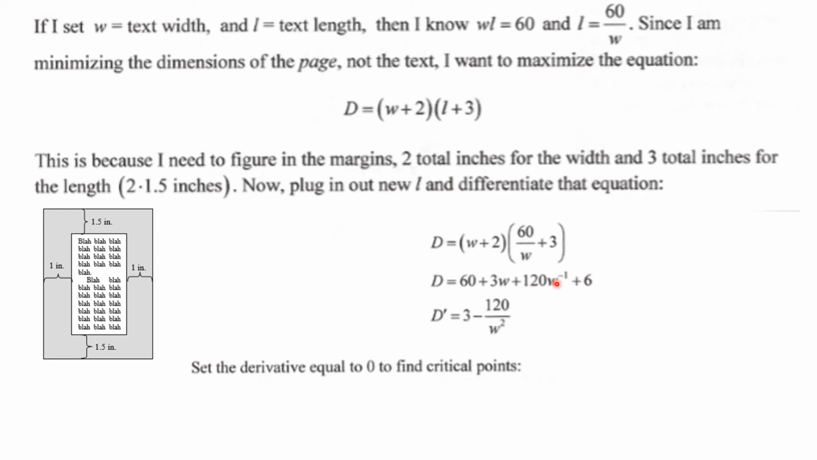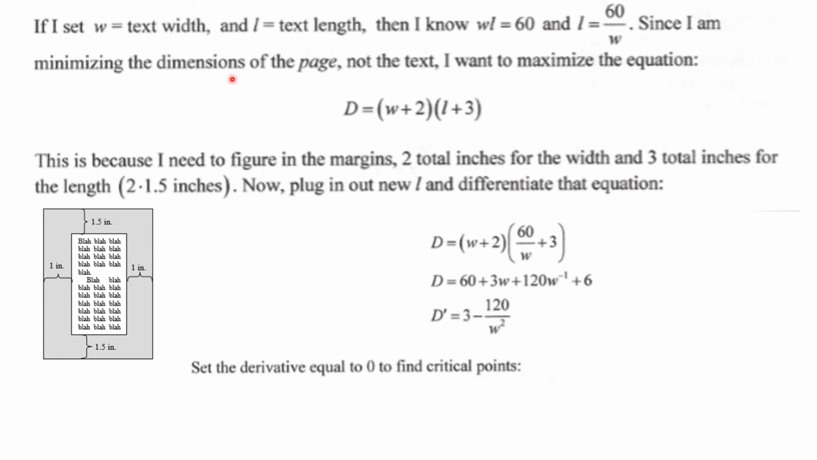So if I set W equal to the text width and L equal to the text length, then the product of W times L has to be 60 by the constraints of the problem. The little picture is left down here for us to refer to as we need. And that means that L is equal to 60 over W. I'm turning a problem that has two variables into a problem that has one variable, so we can use single variable calculus.